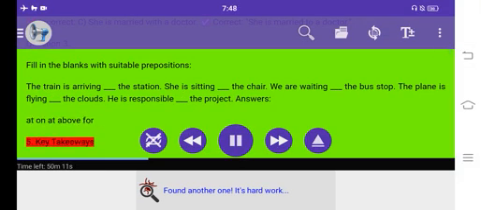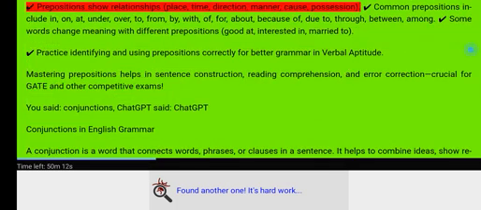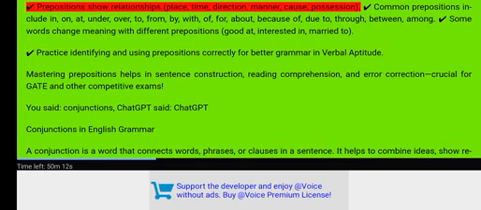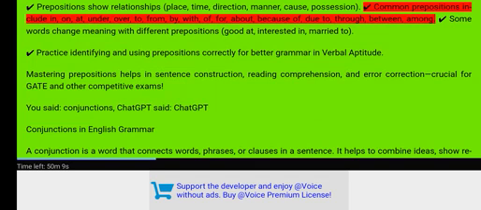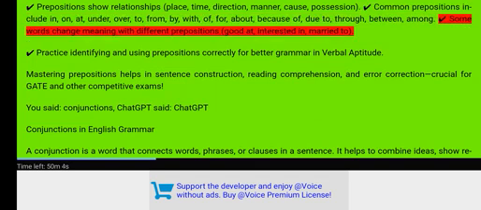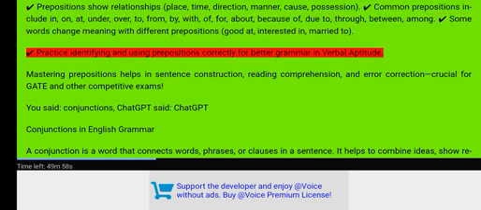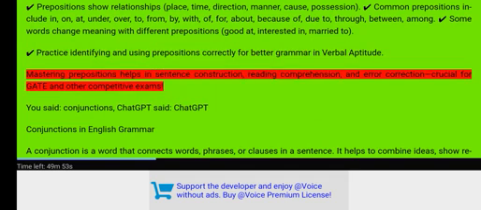5. Key takeaways. Checkmark prepositions show relationships: place, time, direction, manner, cause, possession. Checkmark common prepositions include in, on, at, under, over, to, from, by, with, of, for, about, because of, due to, through, between, among. Checkmark words change meaning with different prepositions: good at, interested in, married to. Checkmark practice identifying and using prepositions correctly for better grammar and verbal aptitude. Mastering prepositions helps in sentence construction, reading comprehension, and error correction, crucial for GATE and other competitive exams.